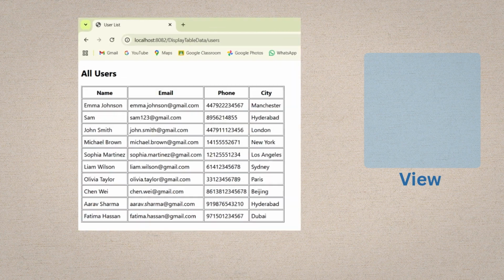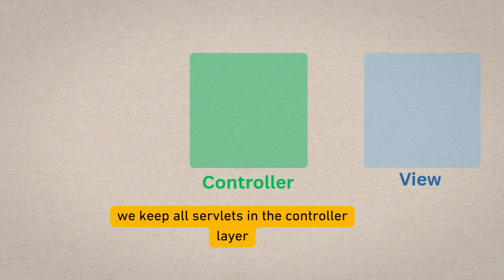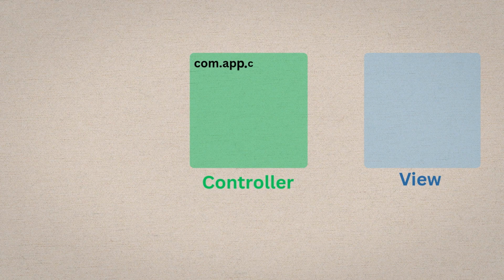The second layer is the controller layer. This layer contains all the servlets. Servlets act as intermediary between the view and model layers. To organize our servlets properly, we create a package called com.app.controller, and we place all our servlet classes inside this package.